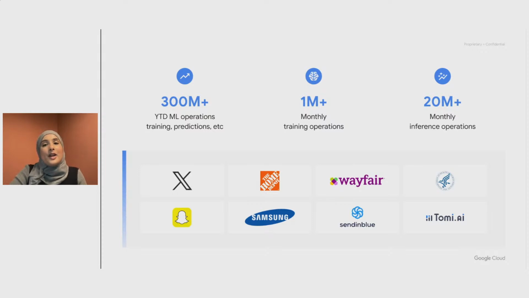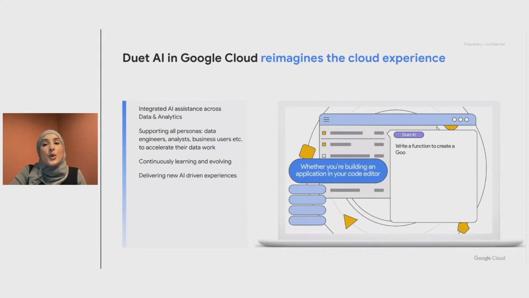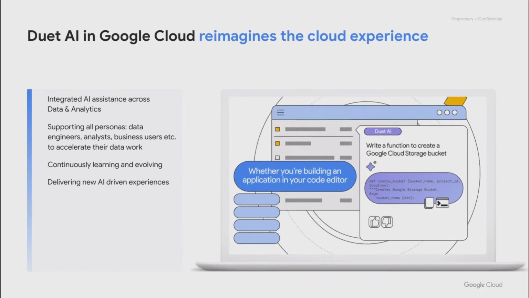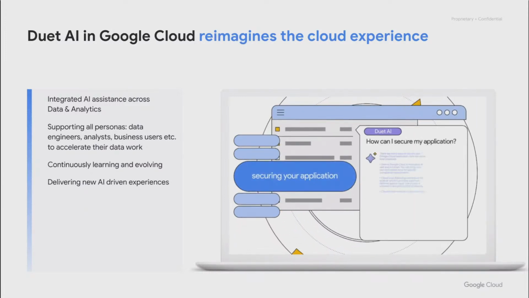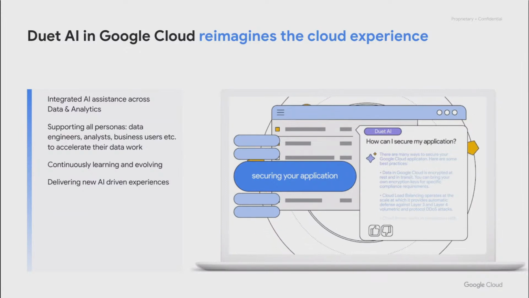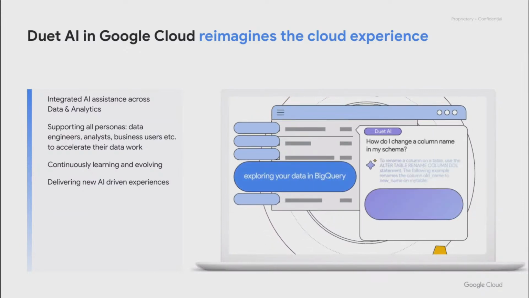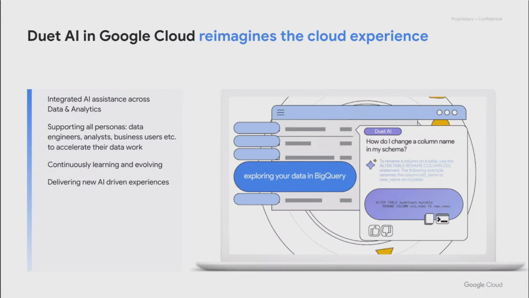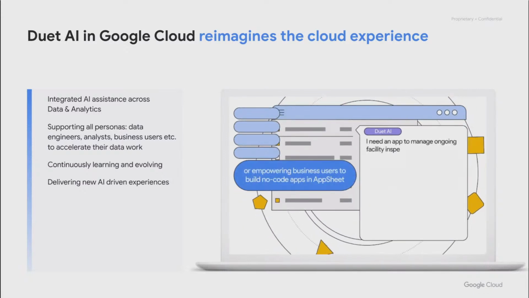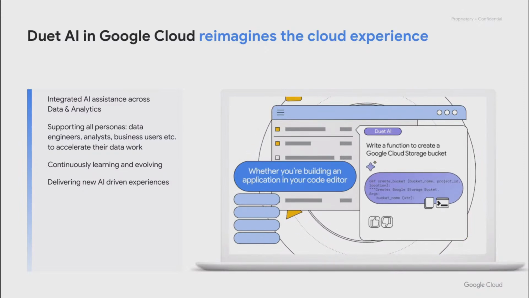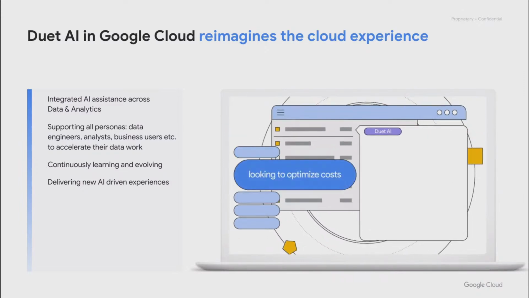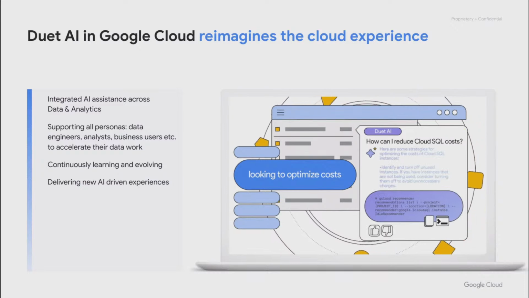And linked to AI, what you'll also hear about today is Duet AI across data and analytics. Duet AI in Google Cloud is our new assistive and augmentative AI experience. And we're bringing that to the world of data and analytics. In today's roadmap session, you will hear about how we're bringing Duet to support all personas, be it data engineers, analysts, business users, to accelerate their data work.